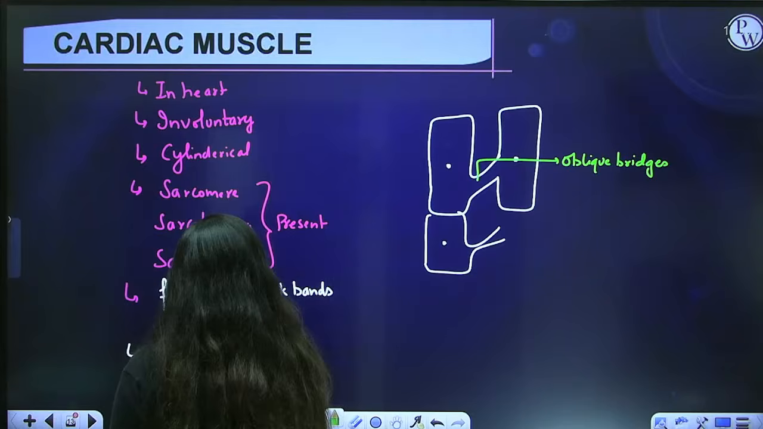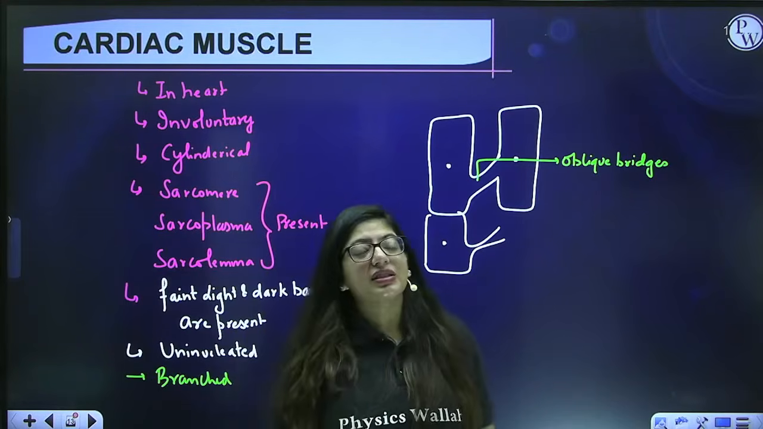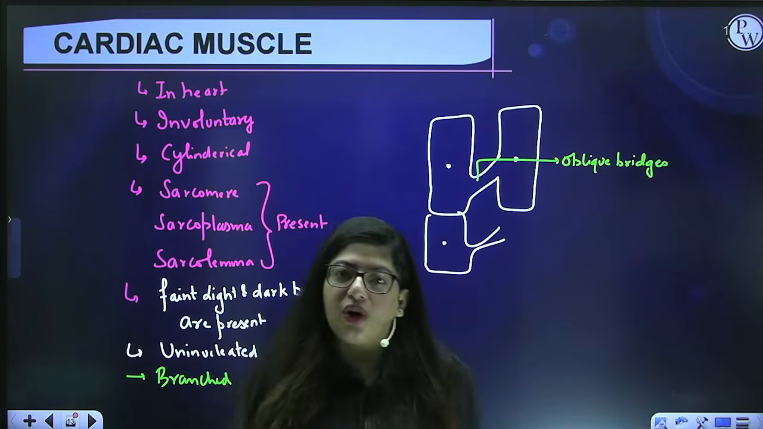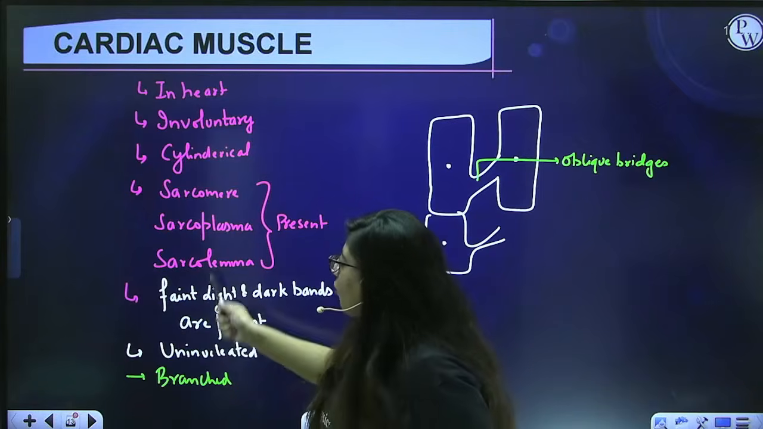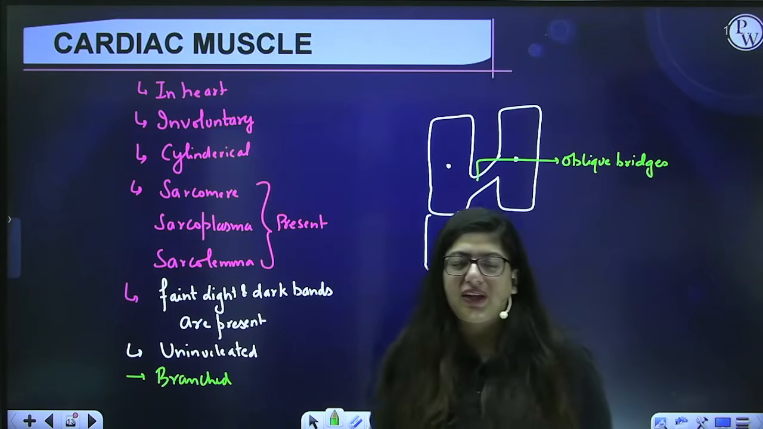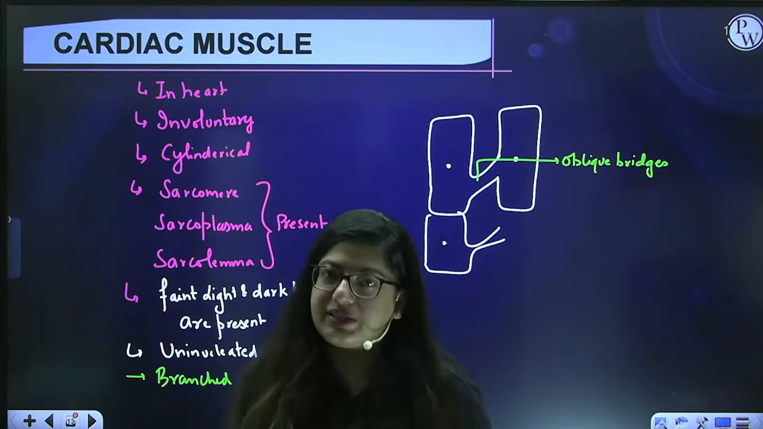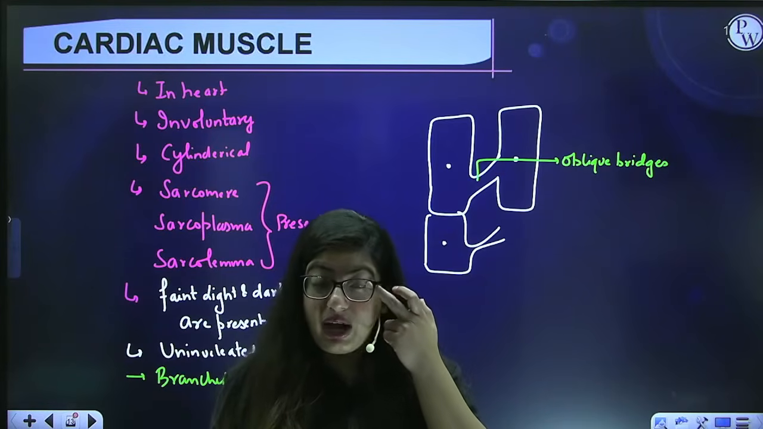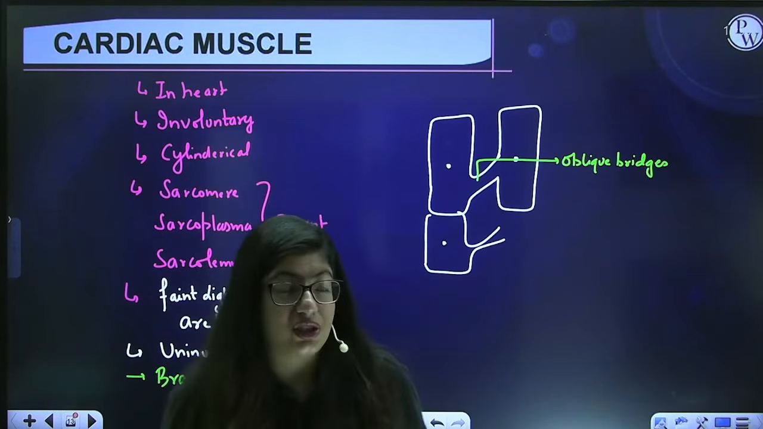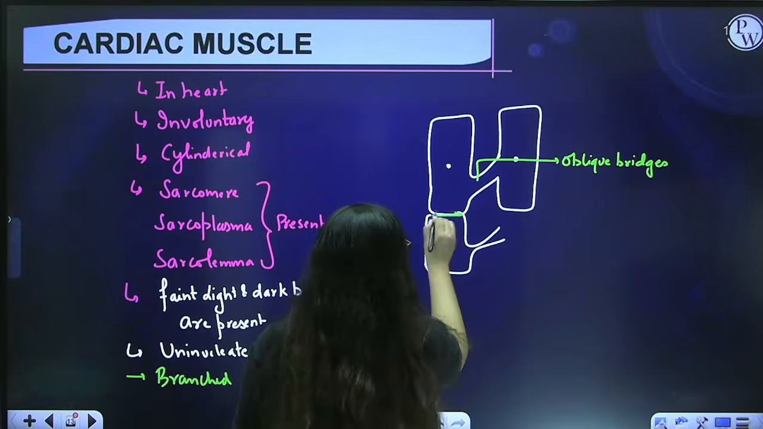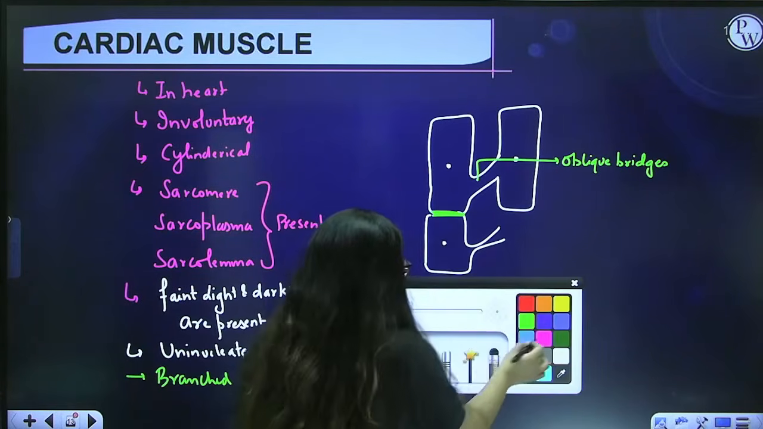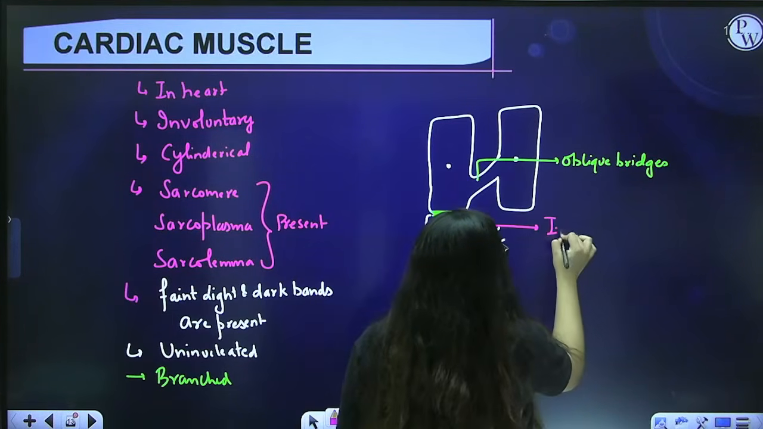This is a very commonly asked question: is the cardiac muscle striated or not? Yes, it is striated. It has alternate light and dark bands, but they are faint. Second, what's the shape? It's cylindrical. Third, is it branched? Yes, totally branched. Apart from that, between two cells are present discs known as intercalated discs.